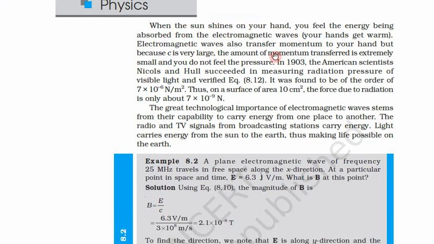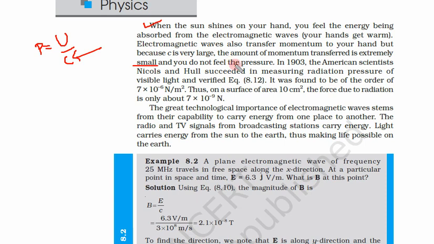When the sun shines on your hand, you feel the energy being absorbed from the electromagnetic waves. Your hands get warm. Electromagnetic waves also transfer momentum to your hand, but because c is very large, the amount of momentum transferred is extremely small. We have seen that p is nothing but U/c, but the value of c is very large. That's why we don't feel a large momentum.